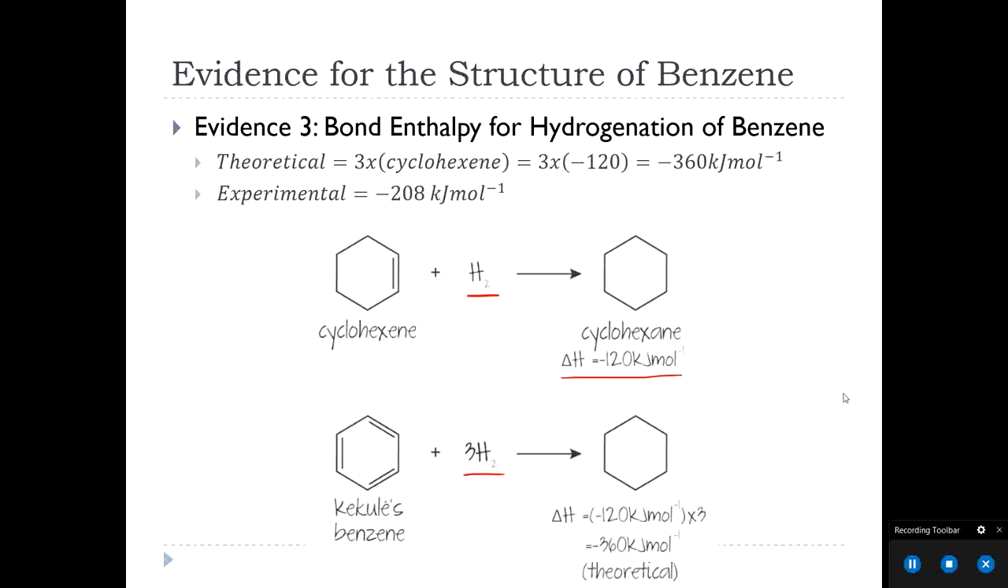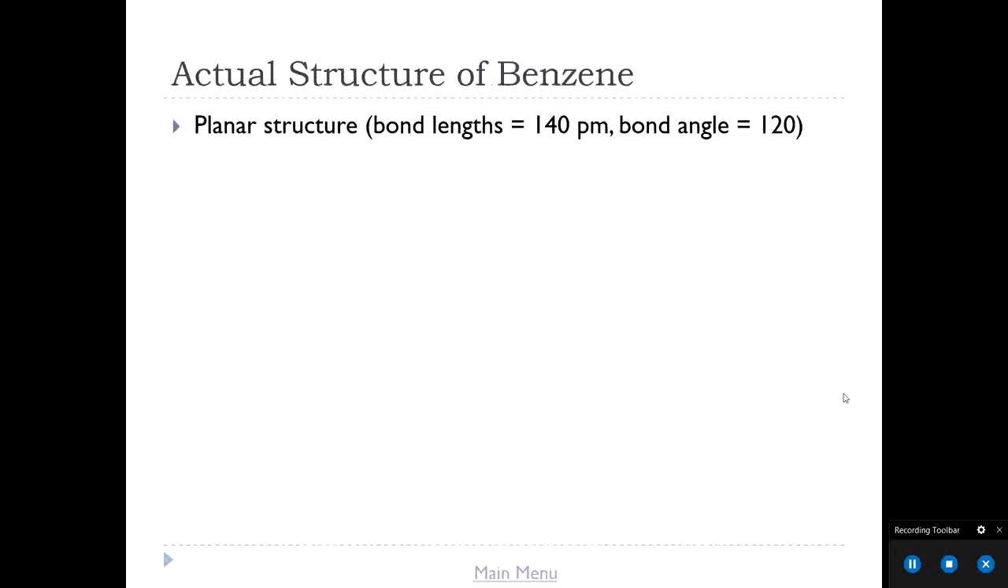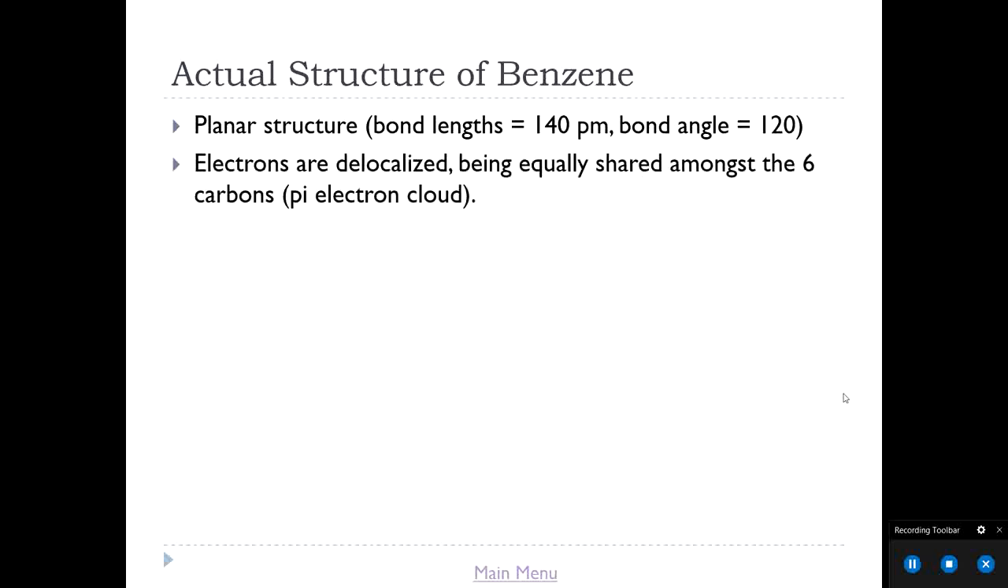So these 3 pieces of evidence led scientists, chemists, researchers, to devising a new idea of what the benzene molecule looked like, slightly different from Kekulé's original benzene structure. So this new benzene, the actual structure, we still have a planar molecule. Okay, so benzene is flat. Its bond lengths are 140, bond angle is 120, and the electrons in benzene are delocalized.